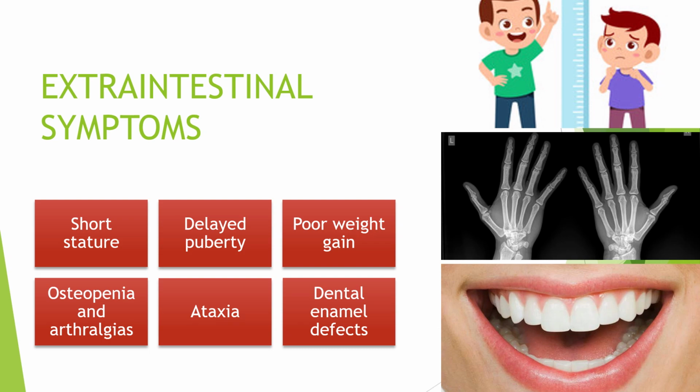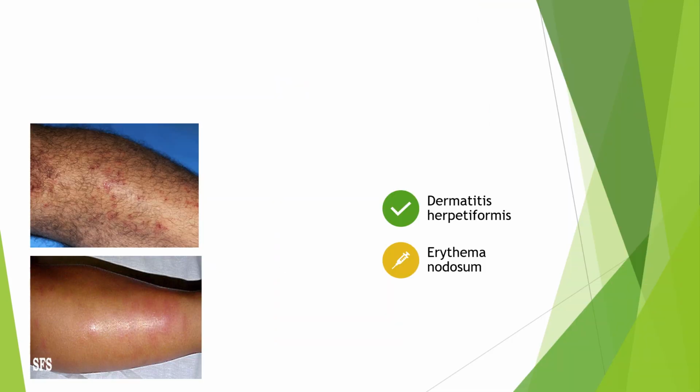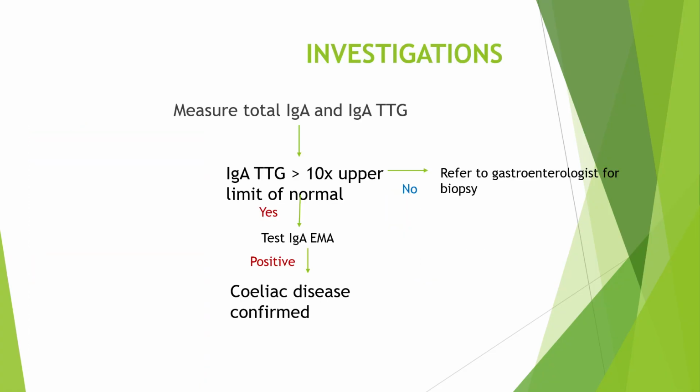Why are these extra-intestinal symptoms happening? Because it is basically a malabsorption syndrome. There can be skin manifestations like dermatitis herpetiformis and erythema nodosum. Dermatitis herpetiformis happens in the extensor aspect of limbs, and it appears as small papules.